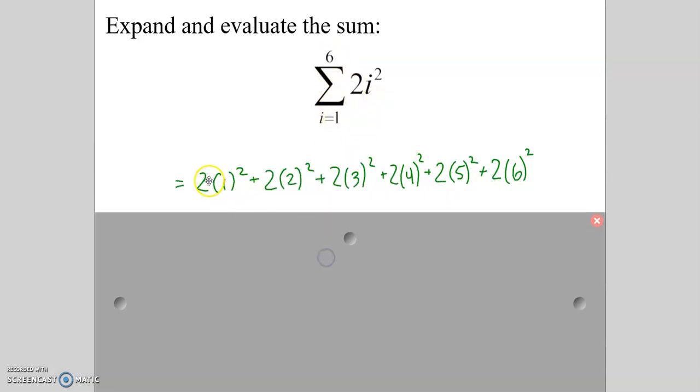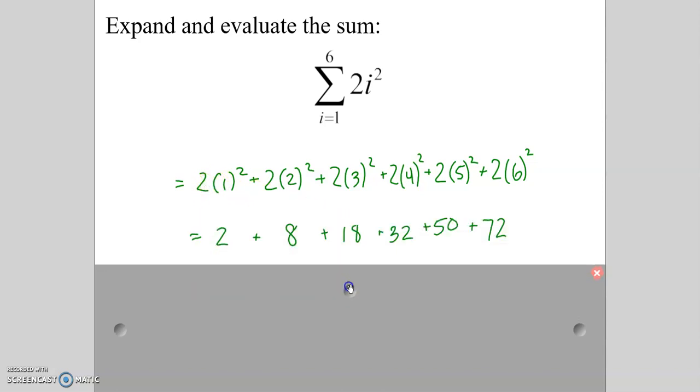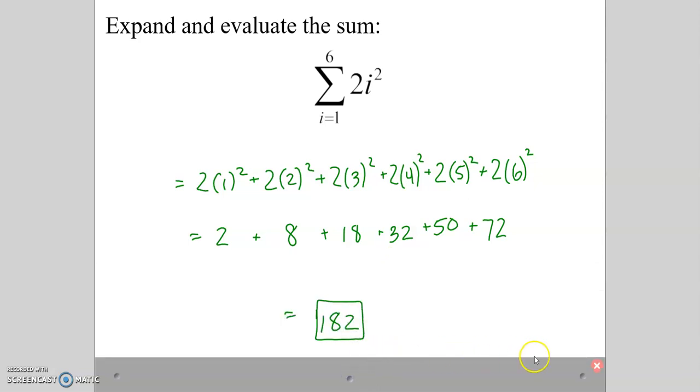So I plug in a 1 into this equation. That's 2 times 1 squared. Then I plug in a 2, 2 times 2 squared, then 3, 2 times 3 squared, then 2 times 4 squared, then 2 times 5 squared, then 2 times 6 squared, and I add them all together. So 2 times 1 squared is 2, 2 times 2 squared is 8, and then so on, 18, 32, 50, and 72. Add those 6 numbers together, and you get 182 is the sum.